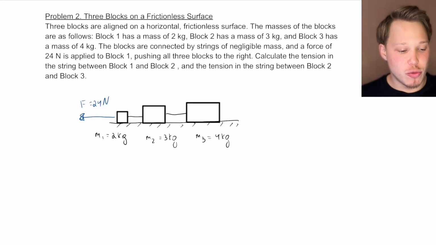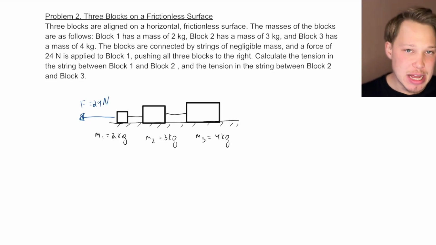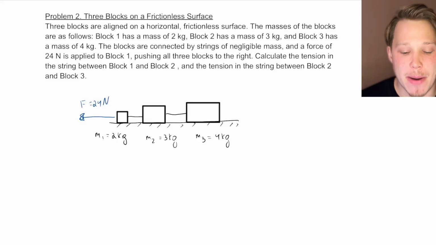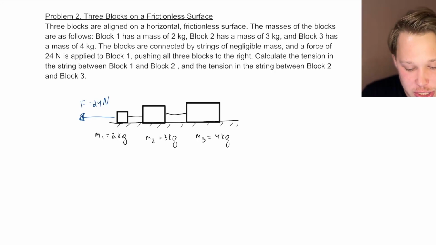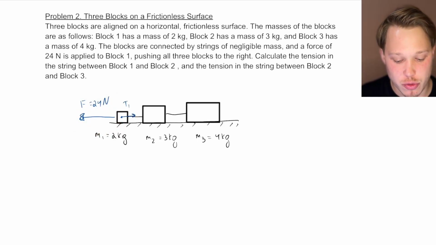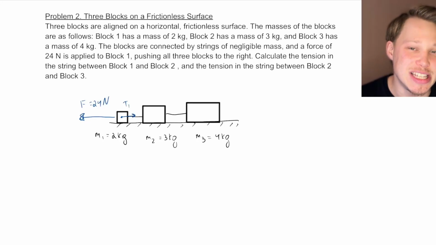How are we going to approach this problem? The steps are still going to be the same. The very first step is always going to be to draw a free body diagram for each of these objects. So here are the 24 newtons applied, and of course there is the tension force in the opposite direction. The tension force between the first and the second block, I'll call it T1.